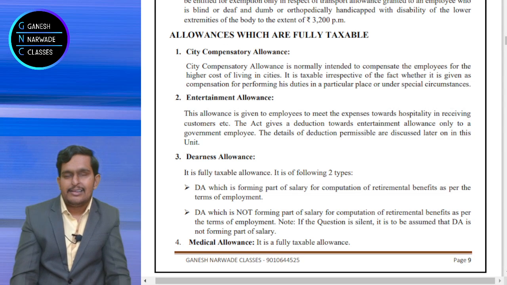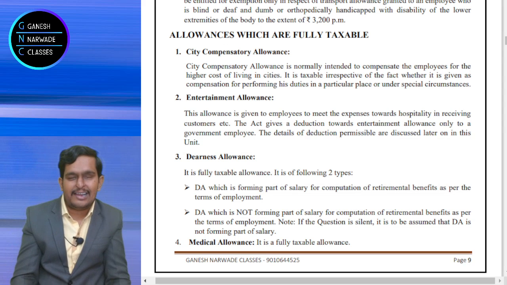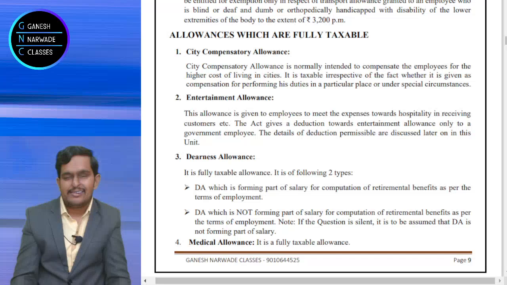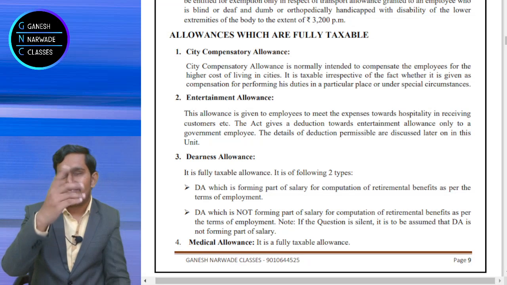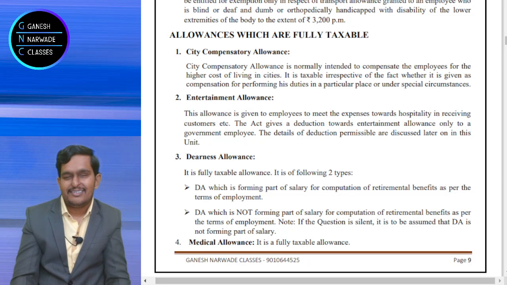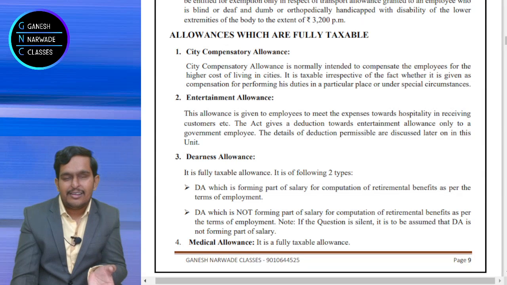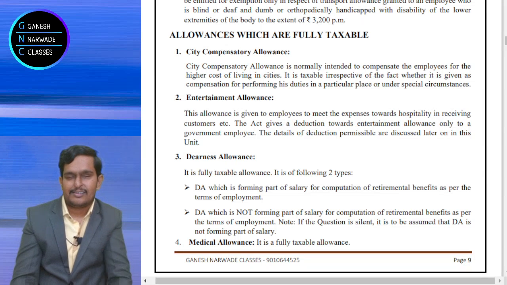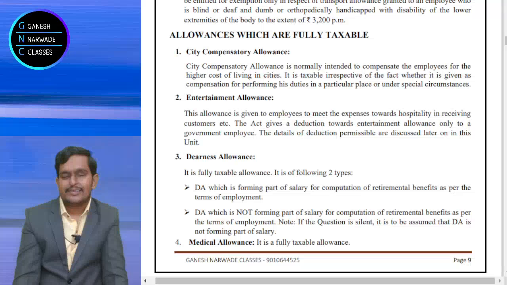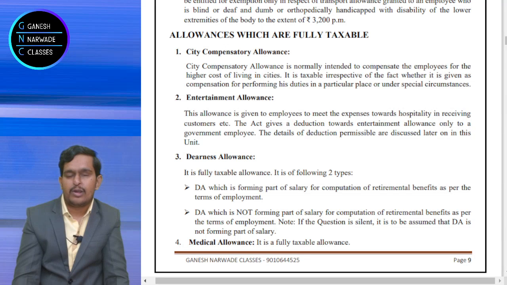Dearness allowance. Always high, right? From 1970 there are songs about inflation. So everybody is suffering. You feel that inflation is a today problem, but it is always there. So don't worry. Always focus on skills to earn more and more money. Inflation should not beat your earnings. That's what you should focus on.